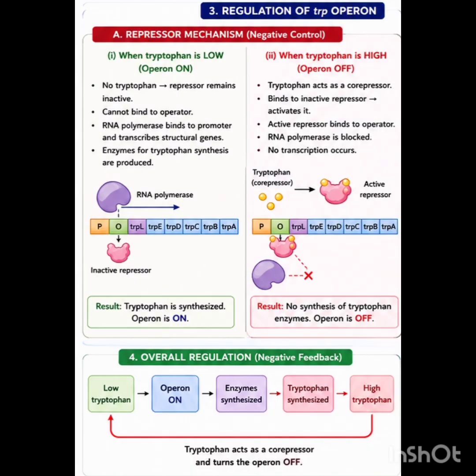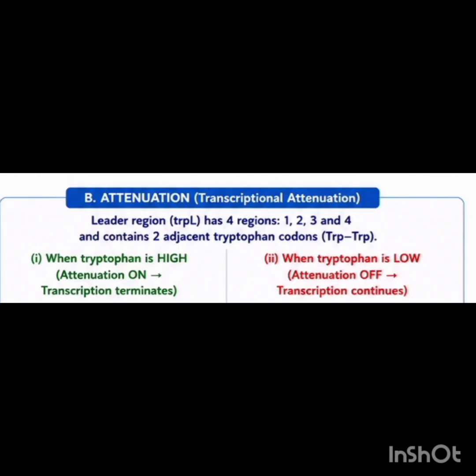high. Charged tRNA molecules carrying tryptophan are abundant. The ribosome rapidly translates the leader peptide without pausing. This allows regions 3 and 4 of the mRNA to pair with each other, forming a stable terminator hairpin loop followed by a sequence of uracil residues.